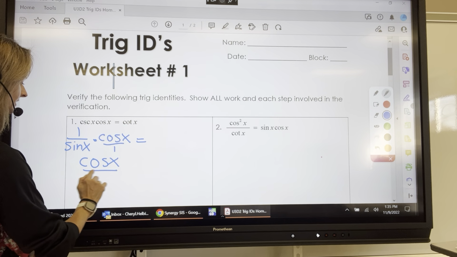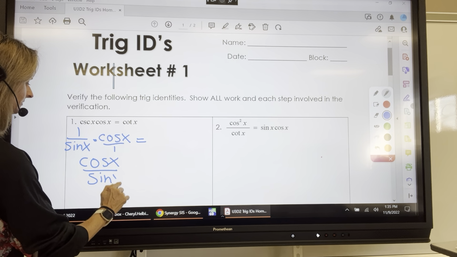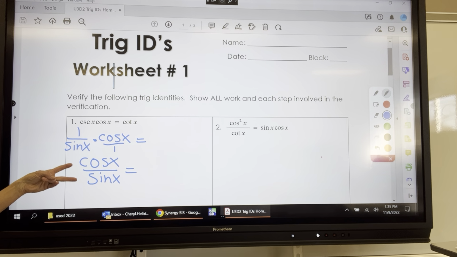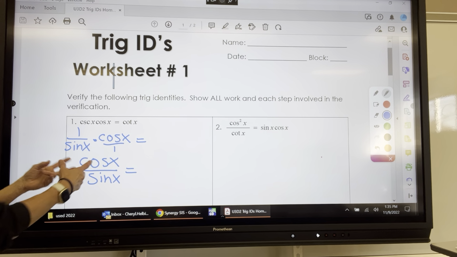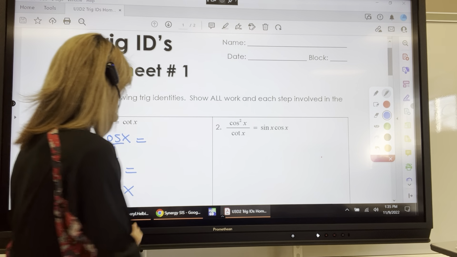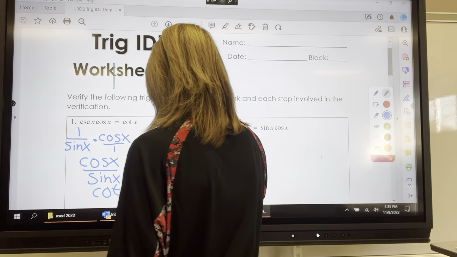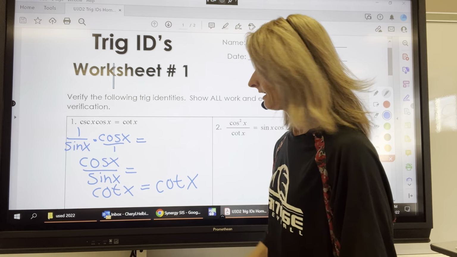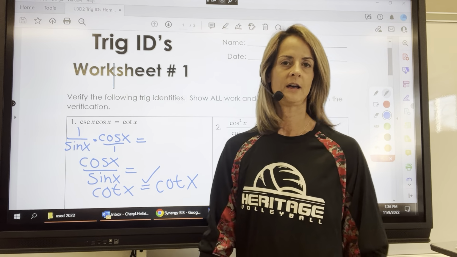So I'm going to rewrite this as the cosine of x over the sine of x. Now, isn't that equal to cotangent? So now the next step I can write cotangent. Well, that's equal to the cotangent of x. And that's usually when I put my cotangent of x on the other side because they're equal, and then I check it because it's been verified.